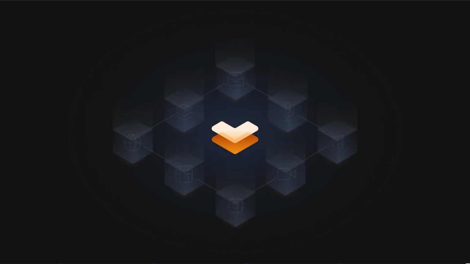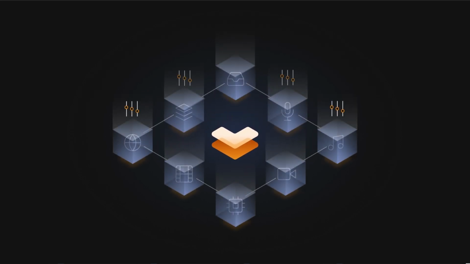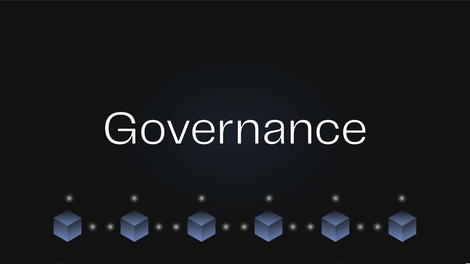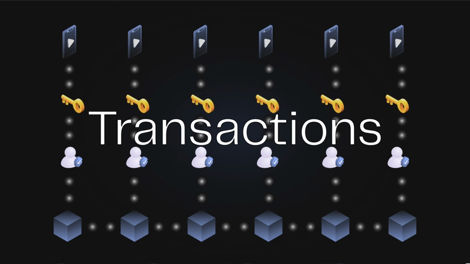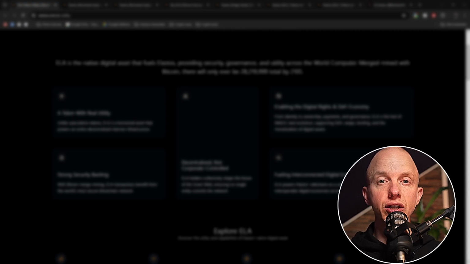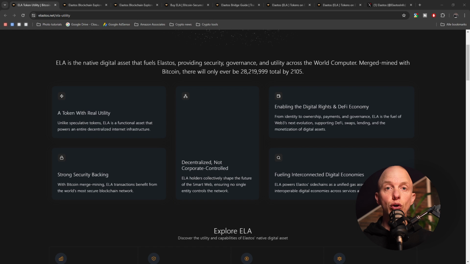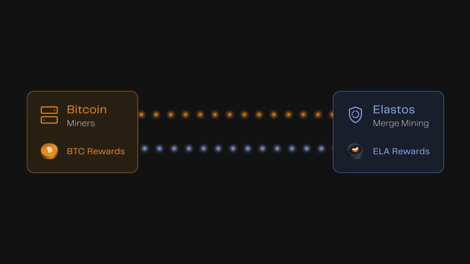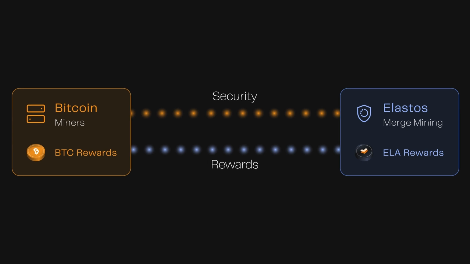Elastos is more than just another blockchain. We're an ecosystem built for the decentralized internet. At the center of our system is the ELA coin, the fuel that powers security, governance, and transactions across multiple blockchains. But here's what sets our coin apart. ELA is a layer 1 coin that gets its security from the biggest blockchain in the world, which is Bitcoin, through a powerful technique called merge mining, tapping into 50% of Bitcoin's hash power.